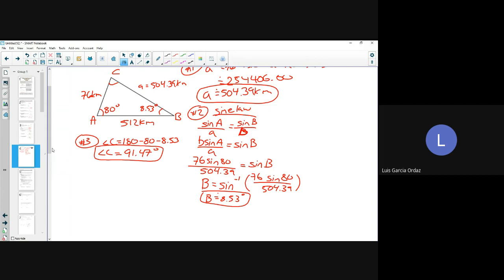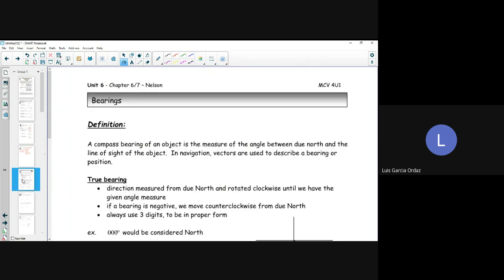So I'm going to move on to the next example. Now I'm going to be talking about bearings. A compass bearing of an object is the measure of the angle between due north and the line of sight of the object. In navigation, vectors are used to describe a bearing or position. A true bearing means a direction measured from due north and rotated clockwise until we have the given angle measured. If a bearing is negative, we move counterclockwise from due north. Always use 3 digits to be in proper form.